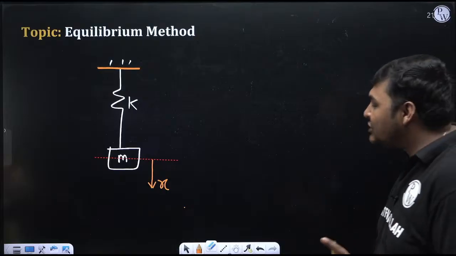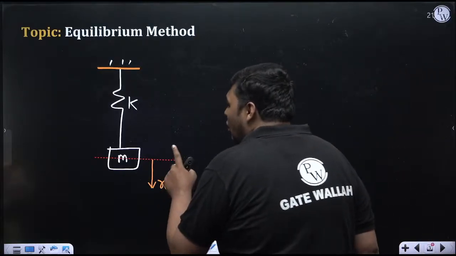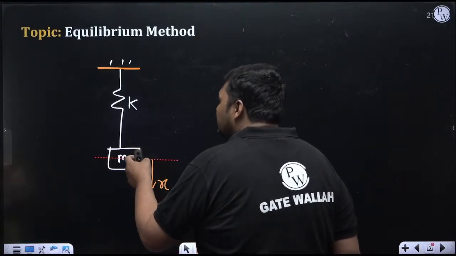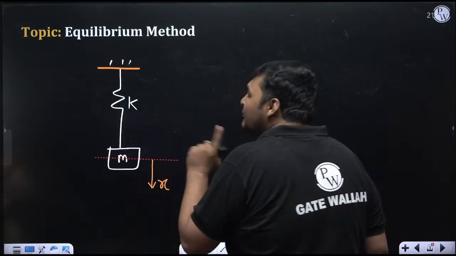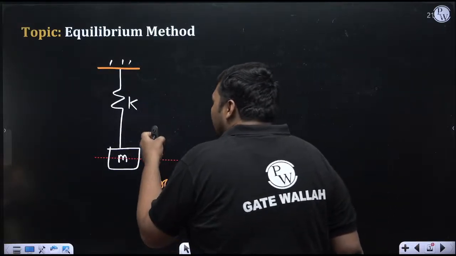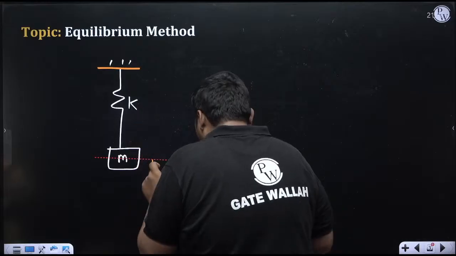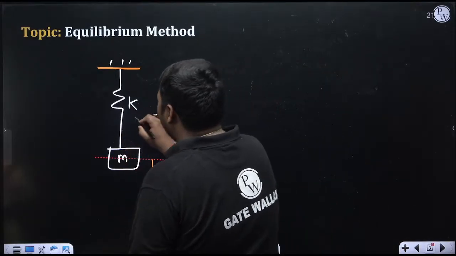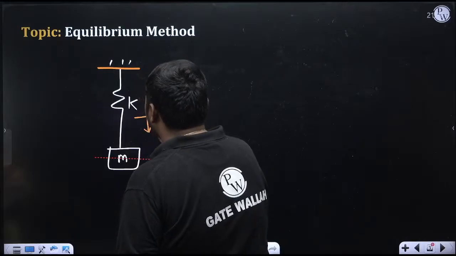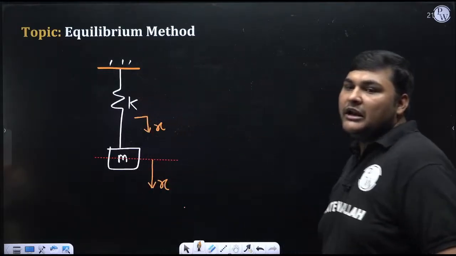That's why here this x is not the total displacement of the mass, it is the displacement from the mean position. And here we are not taking static deflection. If the displacement from the mean position is x, you can see this spring is directly attached to the mass. So can I say the displacement of the spring will also be x? Now what is the equilibrium method?